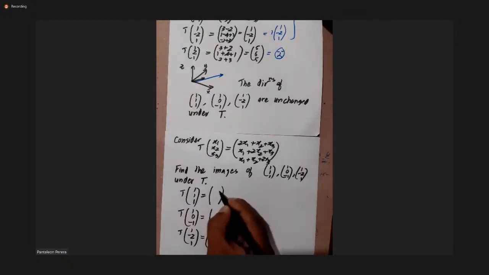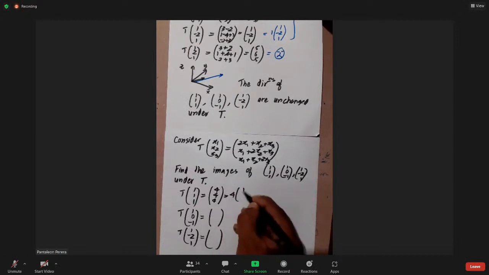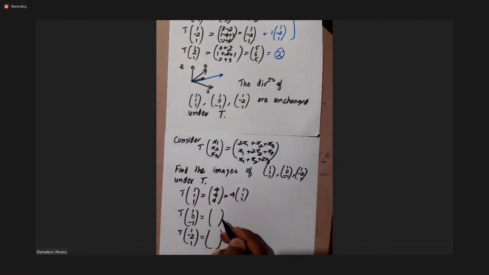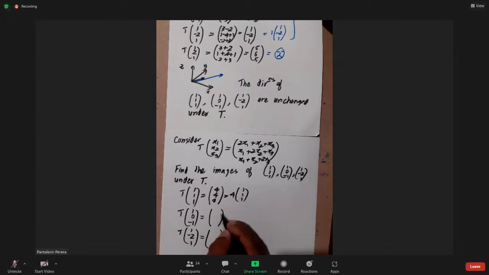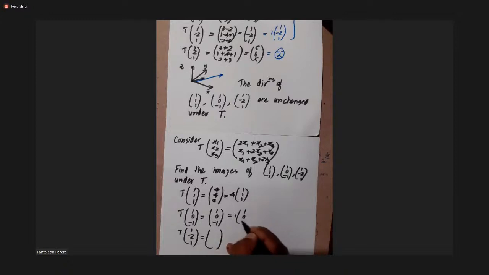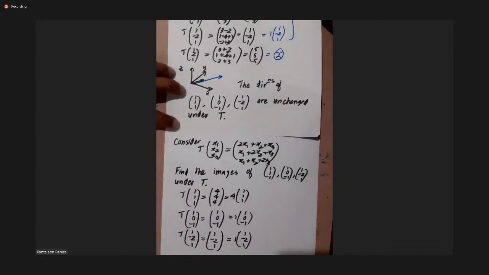Right. What is this? This is 4, 4, 4. So again, you can pull out 4. You get 1, 1, 1. What about the next one? Here you get 1, 0, -1. Here, what would you get? The same thing, right? Is it possible? What the hell is going on here? Something is fishy, right? We'll see what happens here.